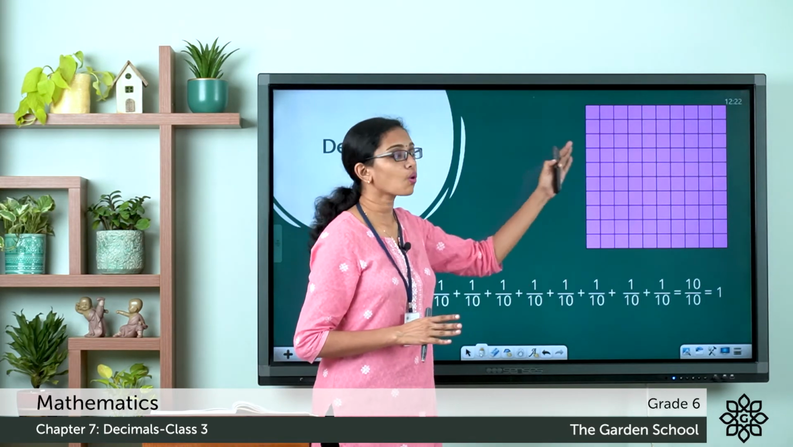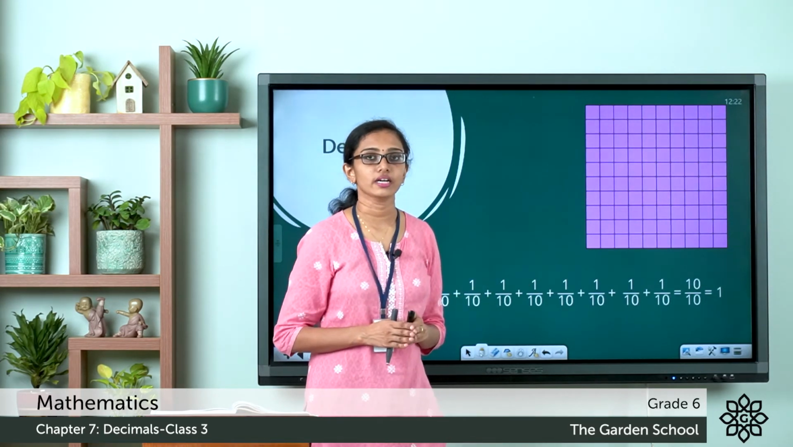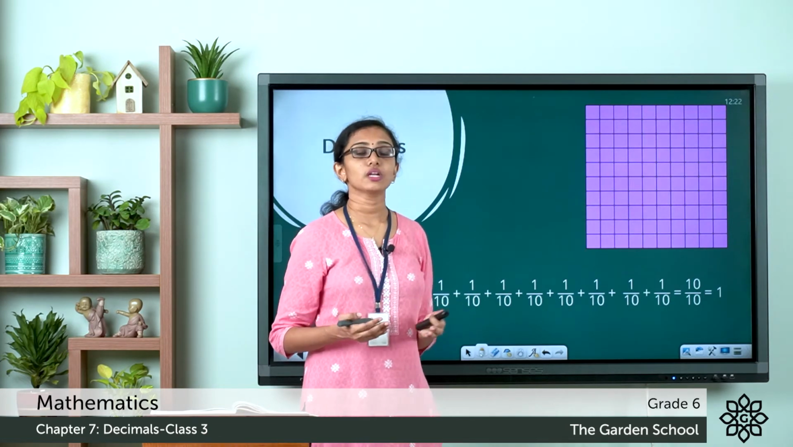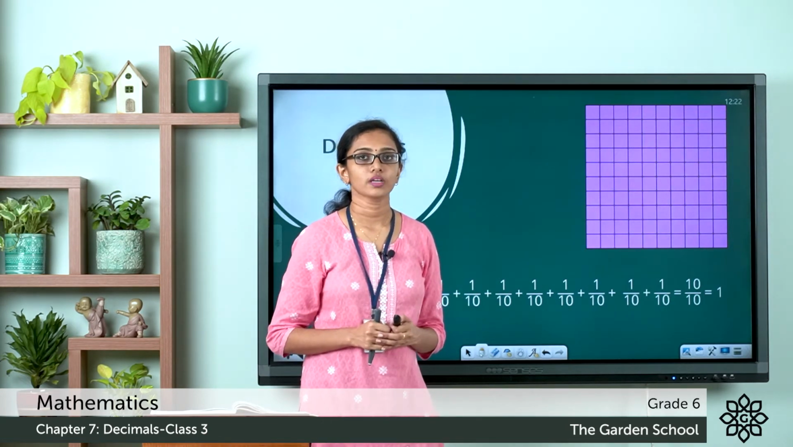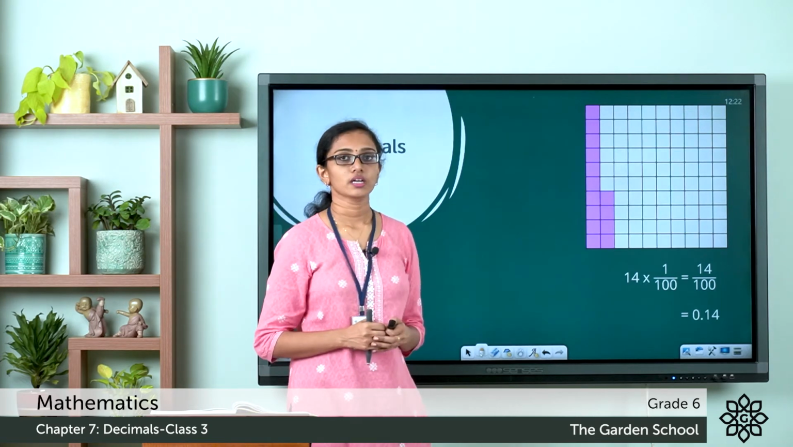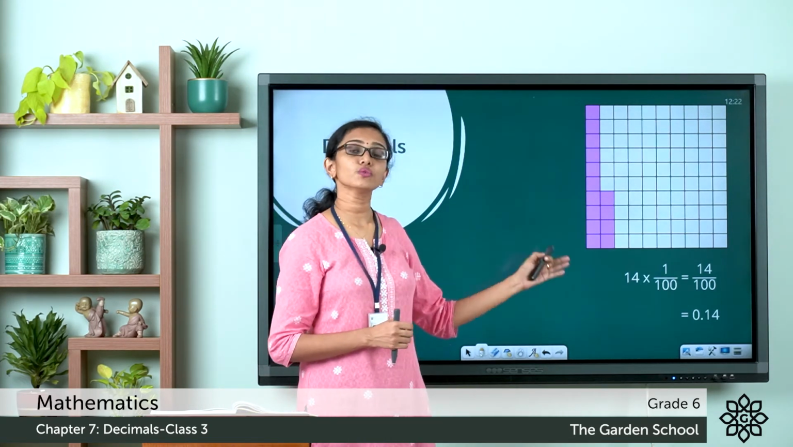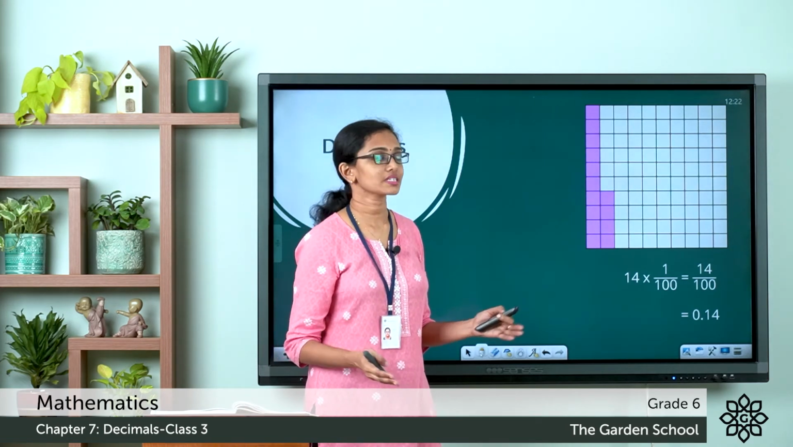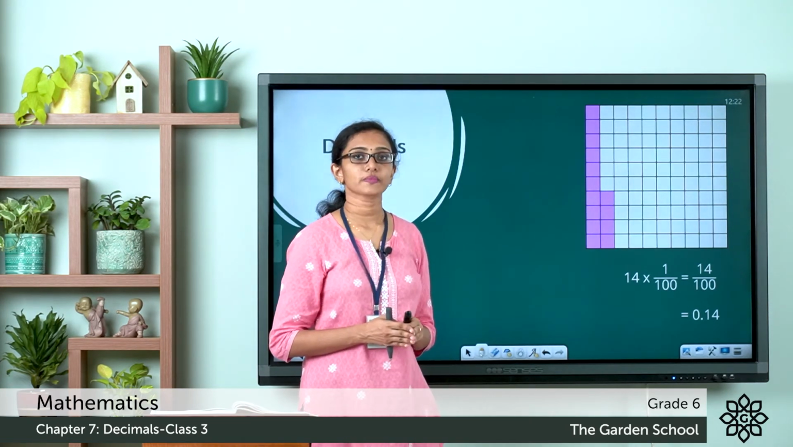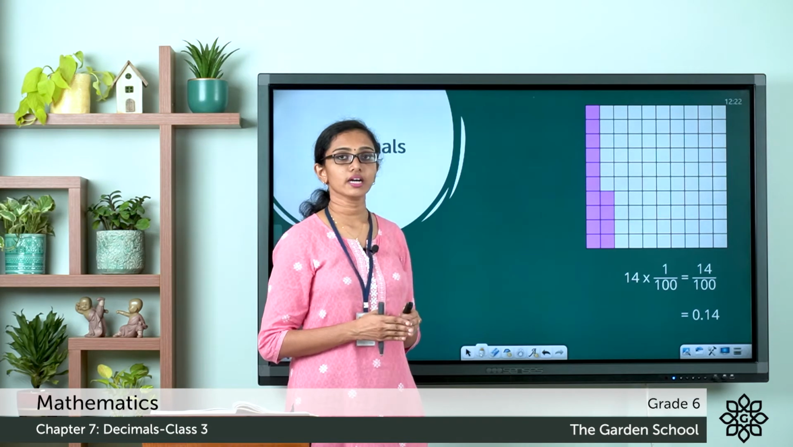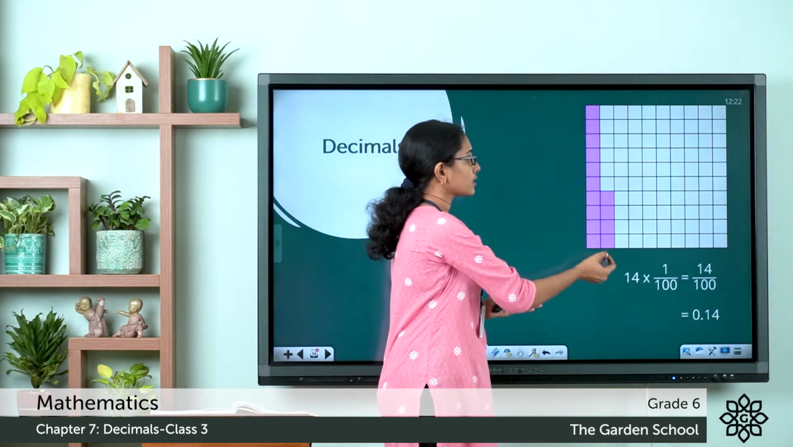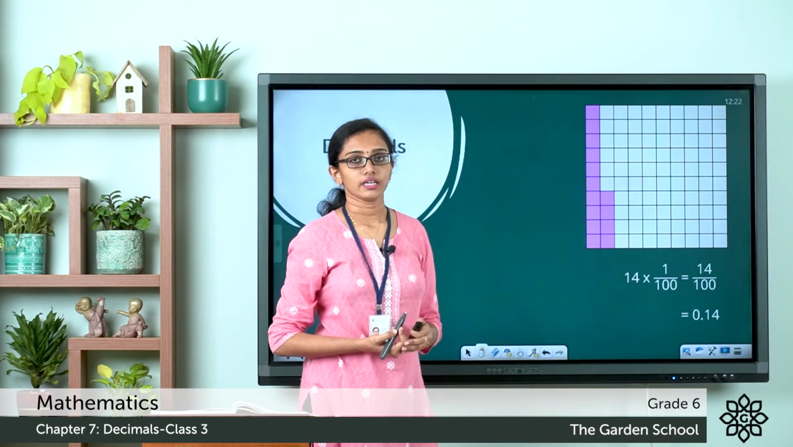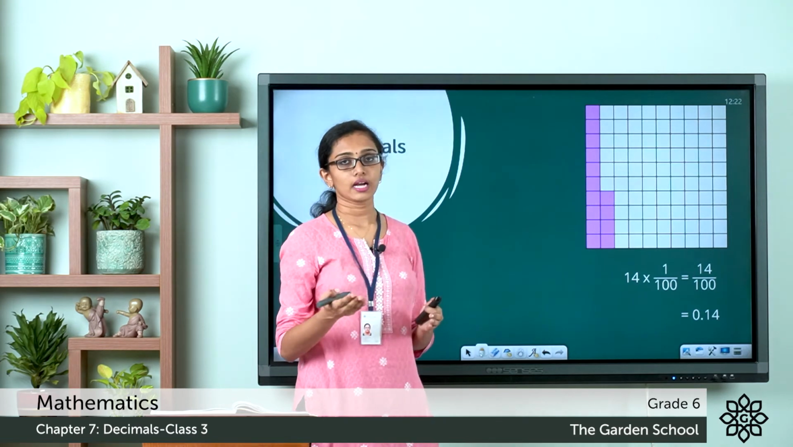You can see the whole grid is shaded here. So this represents a value equal to one whole. Now look at this picture here. Here I have got only a few squares of this grid shaded. Now what is the value represented by the shaded part here? How many squares are shaded here? We can see 14 squares are shaded here and each square has a value of 1 by 100.